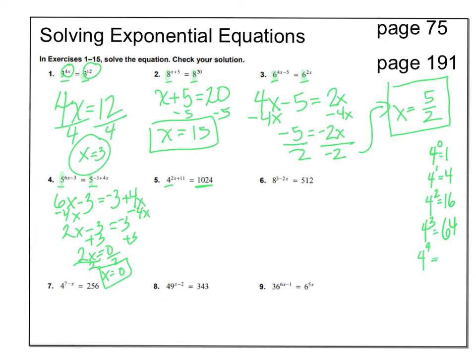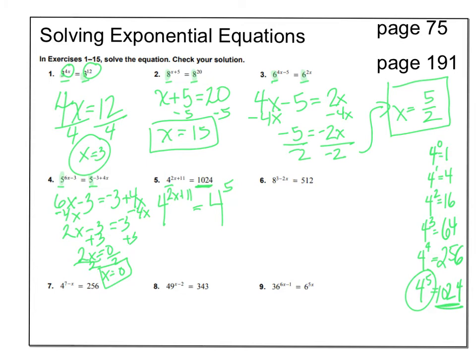I have to think about this one. 16, 64, 256. 4 to the fifth. I think that's 1024. Yes. So 4 to the fifth is 1024. I'm going to replace 1024 with 4 to the fifth power. 4 to the 2x plus 11 is going to equal 4 to the fifth power.